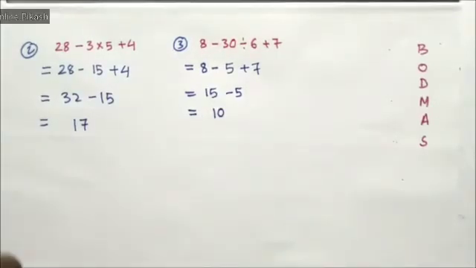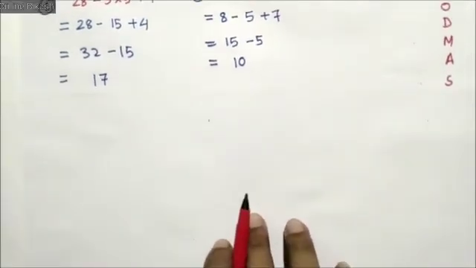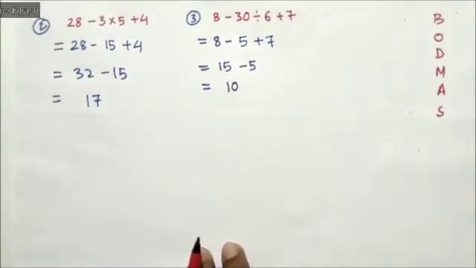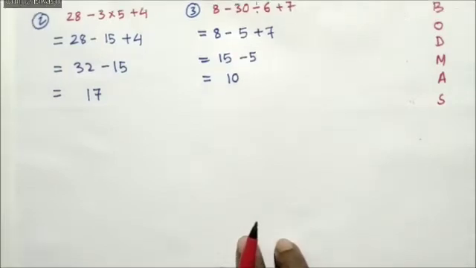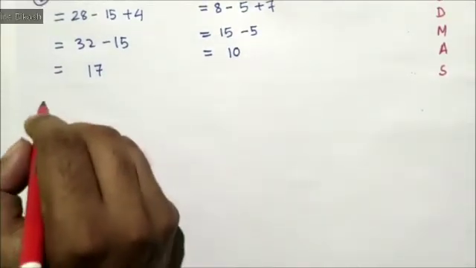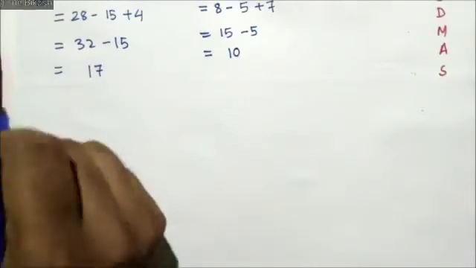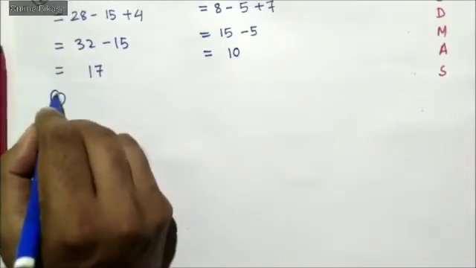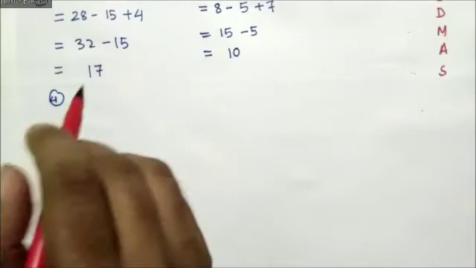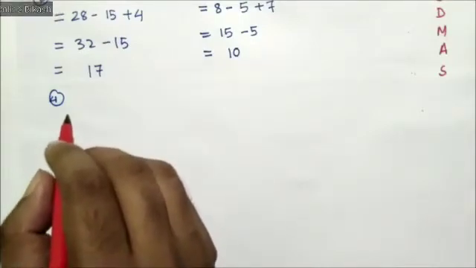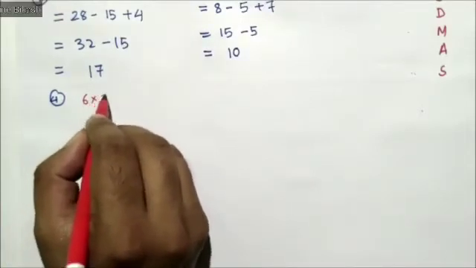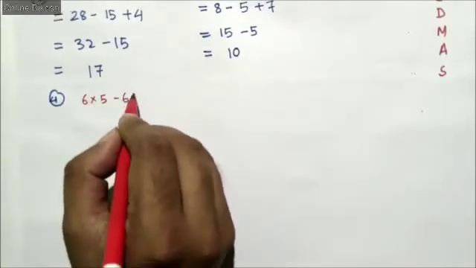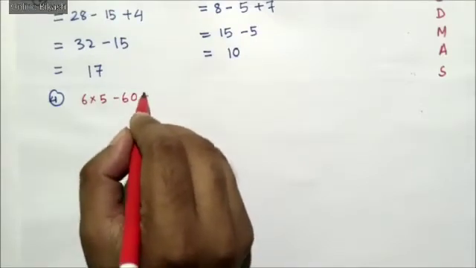So this way we have finished 3 questions. Now let us take one more question. Do you remember the BODMAS rule? BODMAS, BODMAS. Question number 4. Now let us take another one: 6 into 5 minus 60 divided by 15.